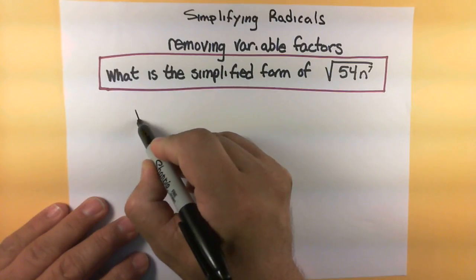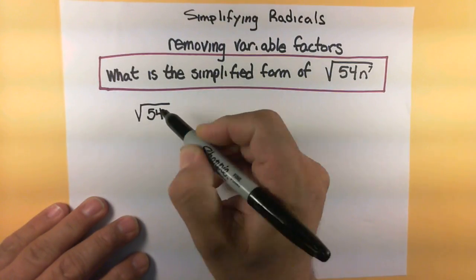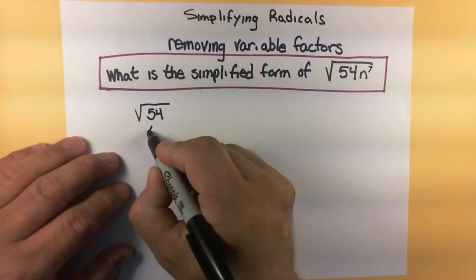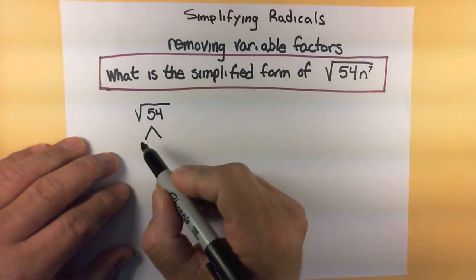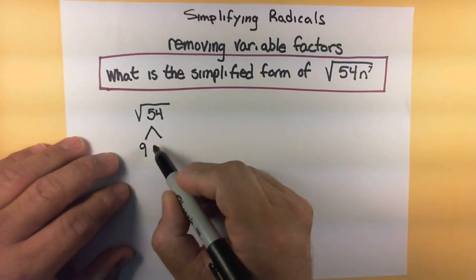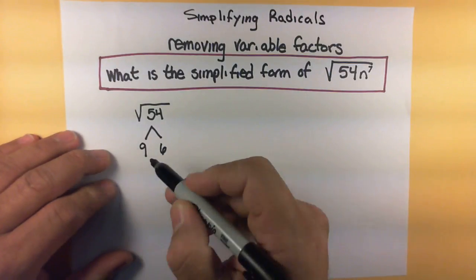Let's break this into the square root of 54. And again, if we're looking for perfect squares that we can take out of 54, and again, I recommend you know your perfect squares up to factors up to 20. 54 can be 9 times 6. And 9 is a perfect square.